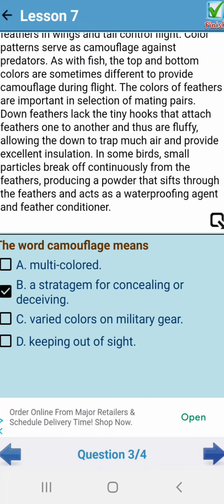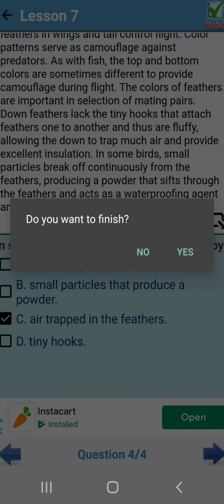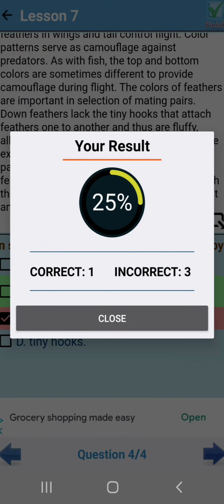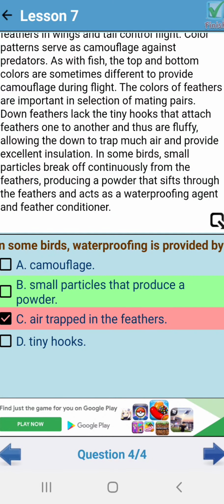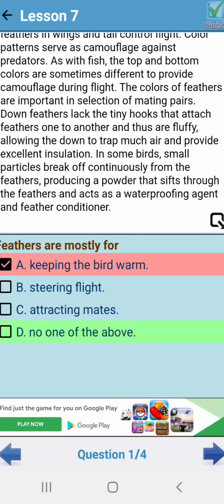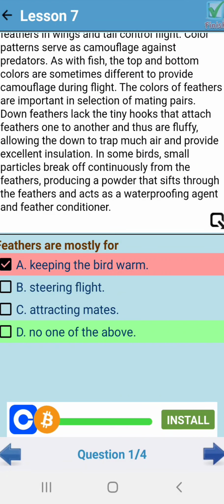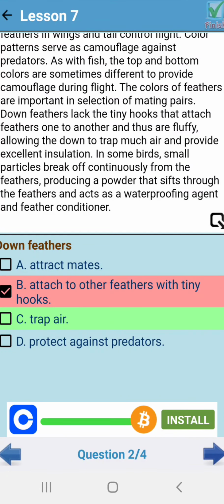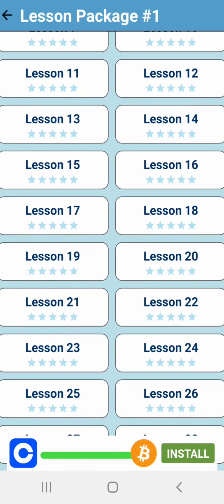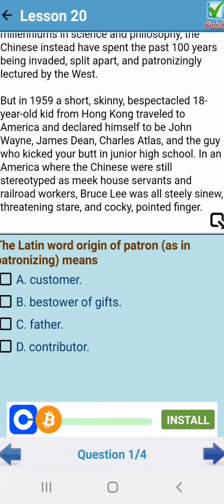I'm not really reading, I'm just showing you an example. And then yes, it will score you. So when it scores you, it actually shows you the right answer afterwards, highlighted in green. So as you can see, for number 1 I chose keeping the bird warm, and then none of the above was the answer. Let's look at lesson 20. It's the same thing.